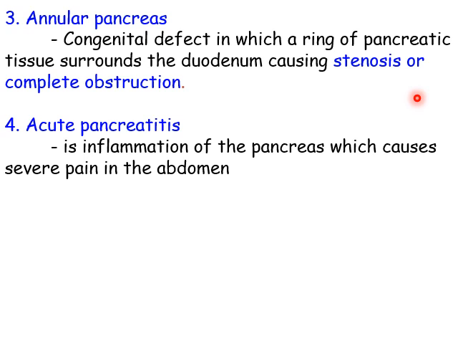Number 4, acute pancreatitis. That means inflammation of the pancreas when eating too much, which causes severe pain in the abdomen.